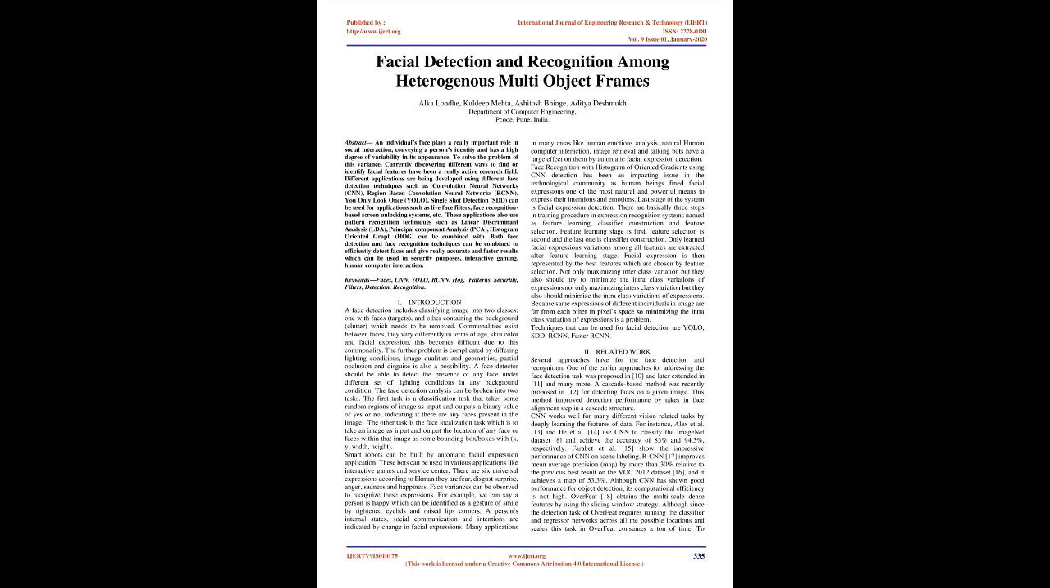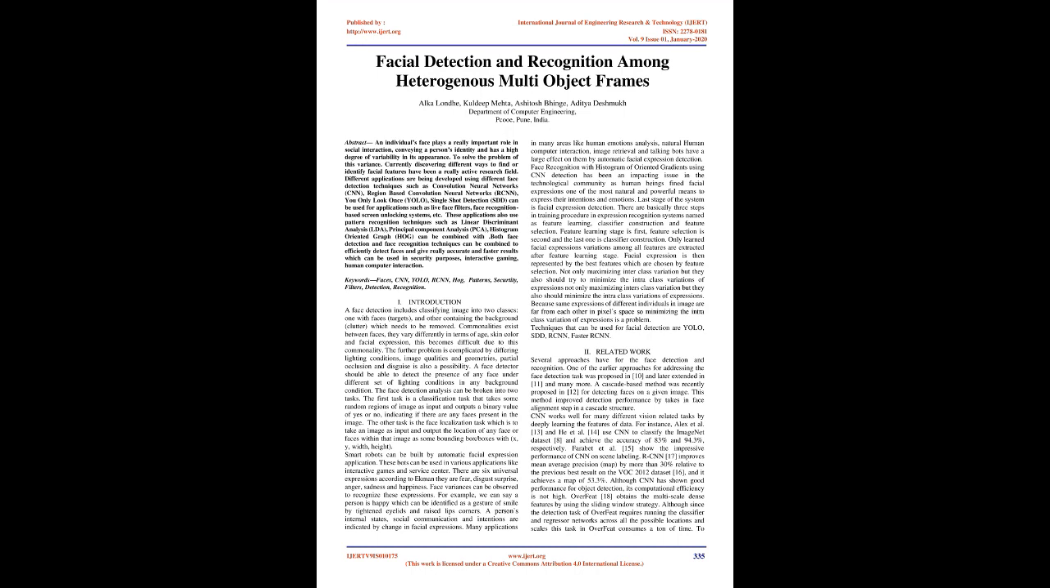Smart robots can be built with automatic facial expression applications. These bots can be used in various applications like interactive games and service centers. There are six universal expressions according to Ekman: fear, disgust, surprise, anger, sadness, and happiness. Face variances can be observed to recognize these expressions. For example, we can say a person is happy, which can be identified by a smile gesture of tightened eyelids and raised lip corners.